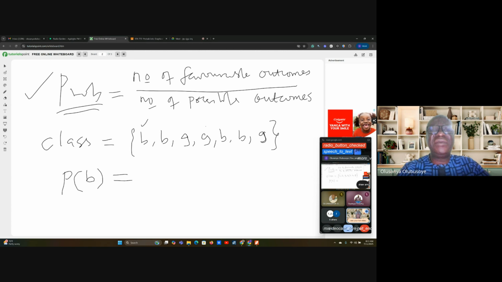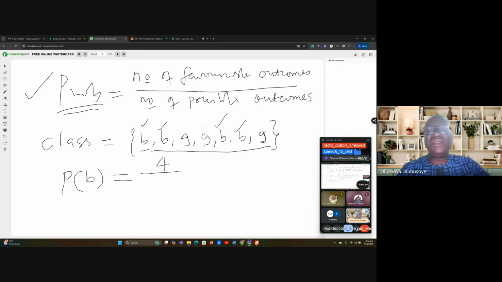So we have this, this, this, this. So how many? That's the number. In this case, you have 4 out of the number of possible outcomes. Of course, that represents the number of students in the class. So all of them, which is 1, 2, 3, 4, 5, 6, 7. So this is 7. So the probability of selecting a boy from this class is 4/7.